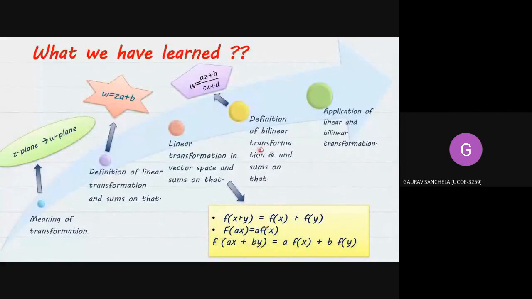And then we have seen the definition of bilinear transformation and sums on that. The equation of bilinear transformation is this. And after that, at the end, we have seen the application of linear and bilinear transformation.